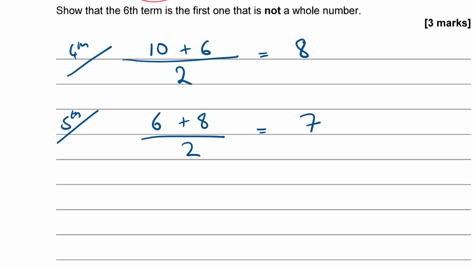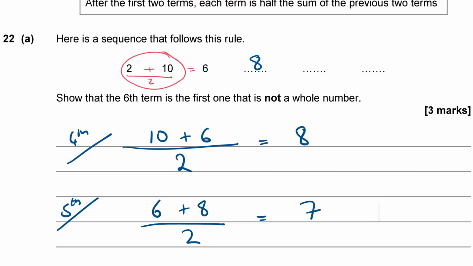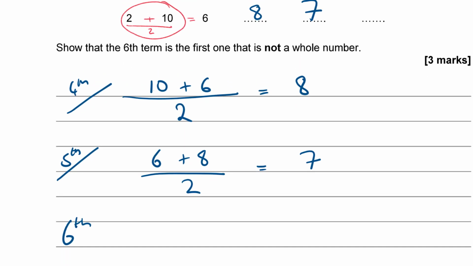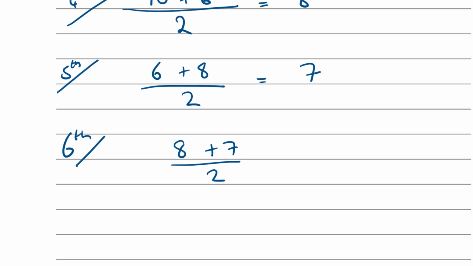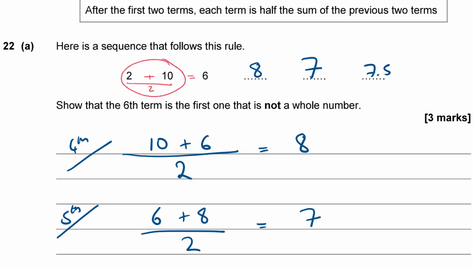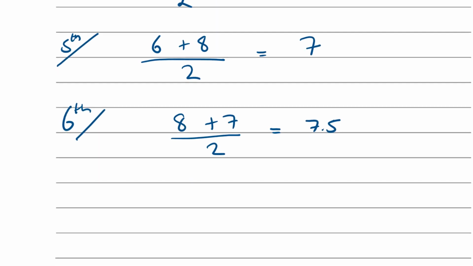Then our sixth term, so that's 8, that's a 7. We get it by taking 8 plus 7 divided by 2. 8 plus 7 is 15. 15 divided by 2 is 7.5. So there we go. Our sixth number is the first one that is not a whole number. So let's just draw attention to that. Not a whole number.